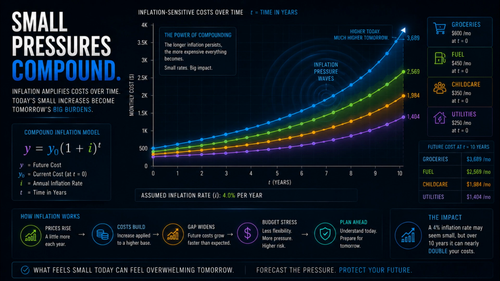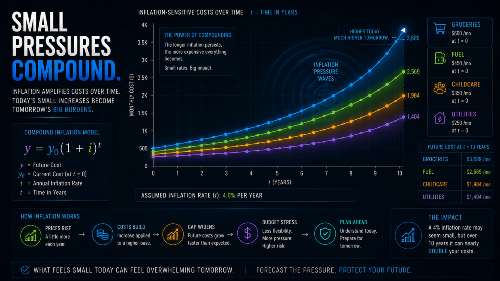For example, if groceries started at $1,000 per month and inflation is 4% per year, the annualized cost grows through time by 1,000, the starting amount, times, open bracket, 1 plus 0.04, which is 4% in decimal format, close bracket, raised to the power of t. So if it's 1 year, then we'd raise it to the 1. If it's 2 years, we'd raise it to the 2.